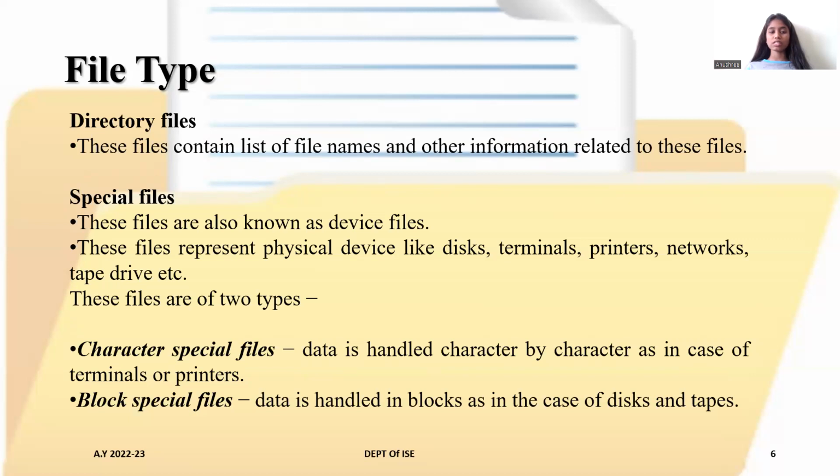Special files. These files are also known as device files. These files represent physical devices like disks, terminals, printers, networks, tape drives, etc. These files are of two types: character special files, where data is handled character by character as in the case of terminals or printers, and block special files, where data is handled in blocks as in the case of disks and tapes.